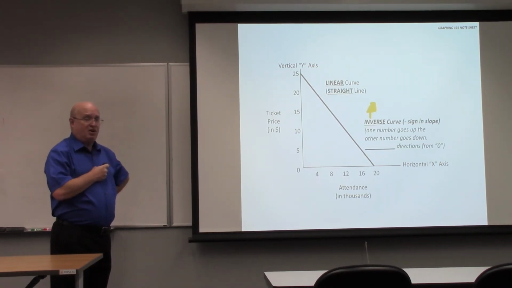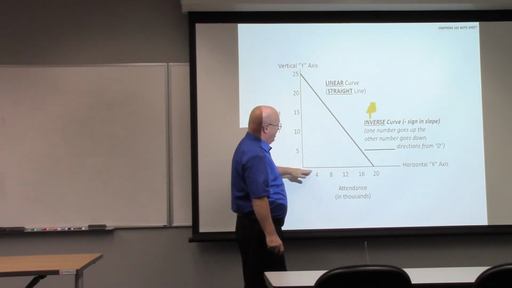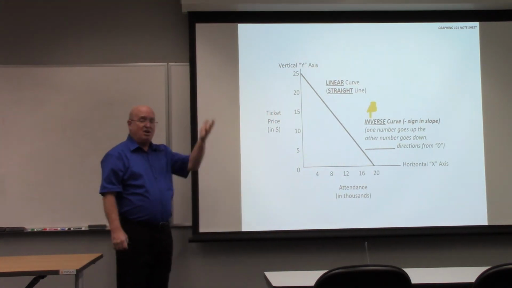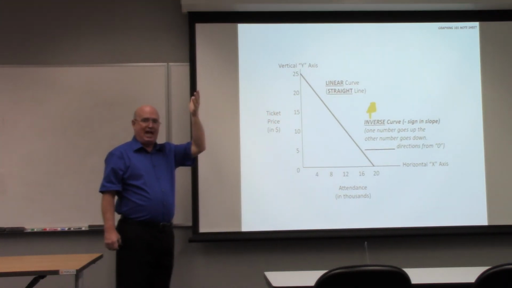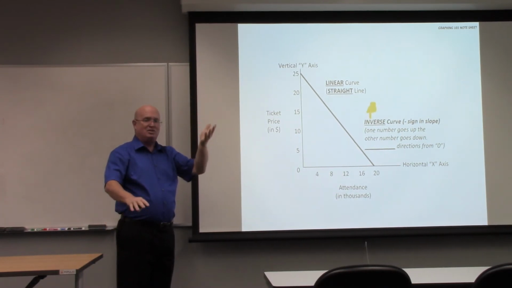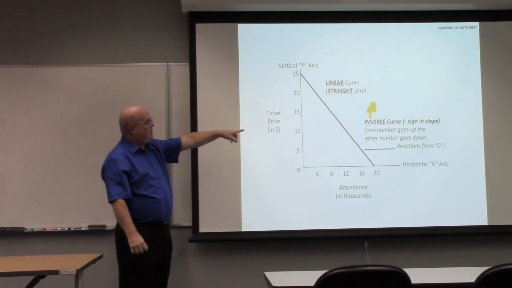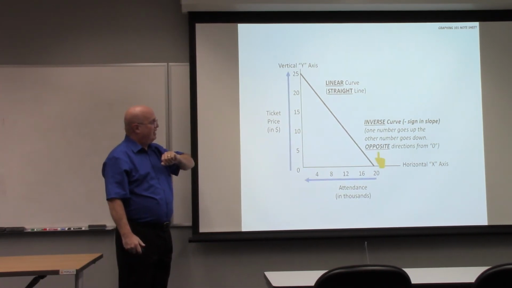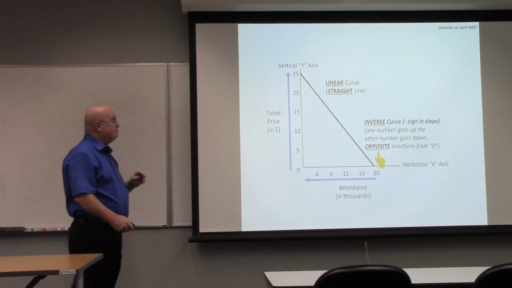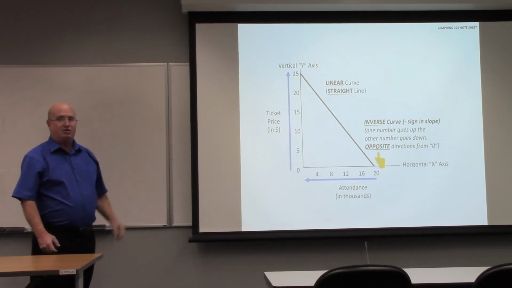it's an inverse curve. Inverse meaning as one number goes down, the other number goes up. And think about it for a minute. If the price goes up, are we buying more or less? Most of you at this point should be saying we're buying less. Price goes down, we're going to buy more. So if they go in the opposite directions, we call that an inverse curve. And there's the opposite directions there. Okay? So that's what this line would actually be called, a linear inverse curve.